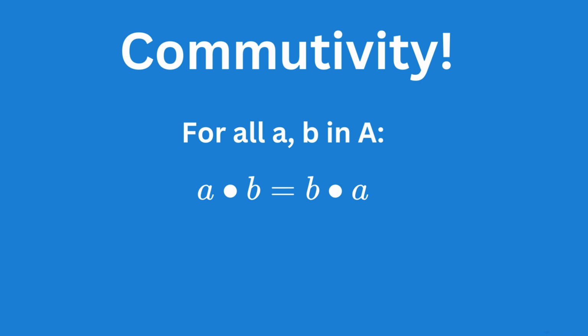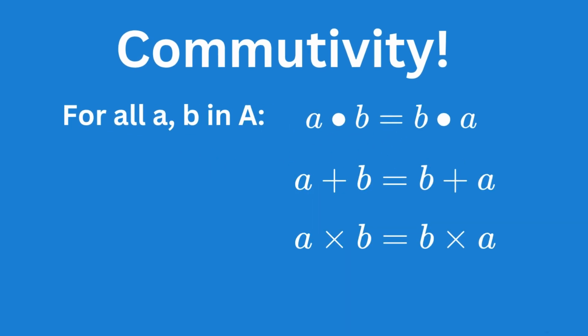Commutativity is all about the order of the operation. So if you do a plus b, it needs to be the same as b plus a. And the same with multiplication. A times b needs to equal b times a. If these conditions aren't satisfied, then you have a non-Abelian group.